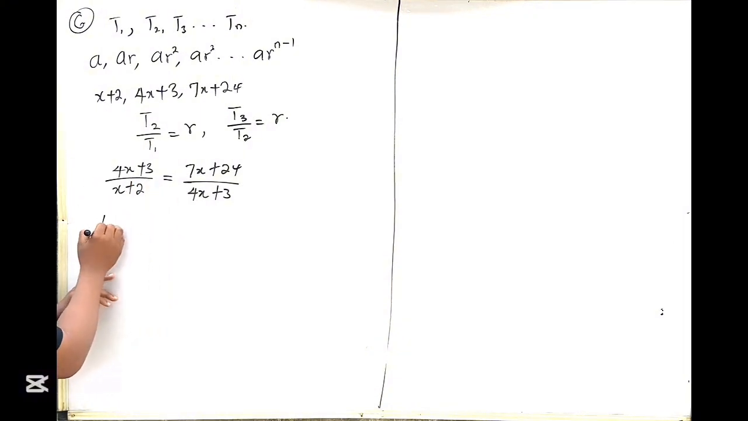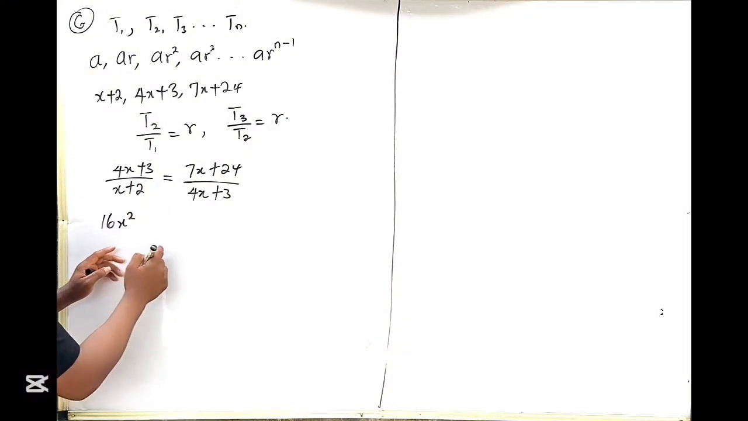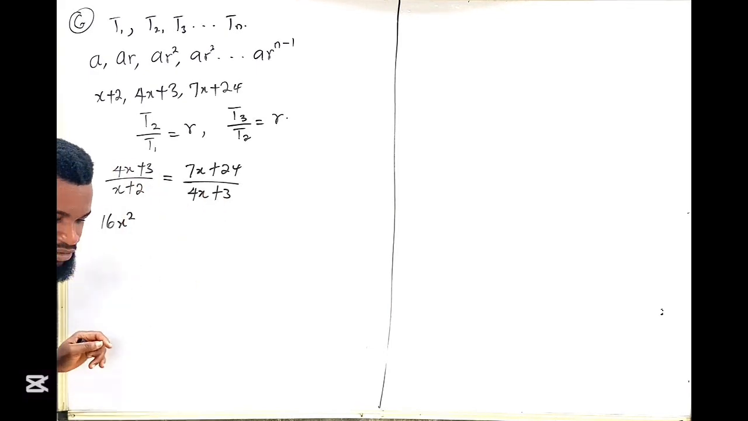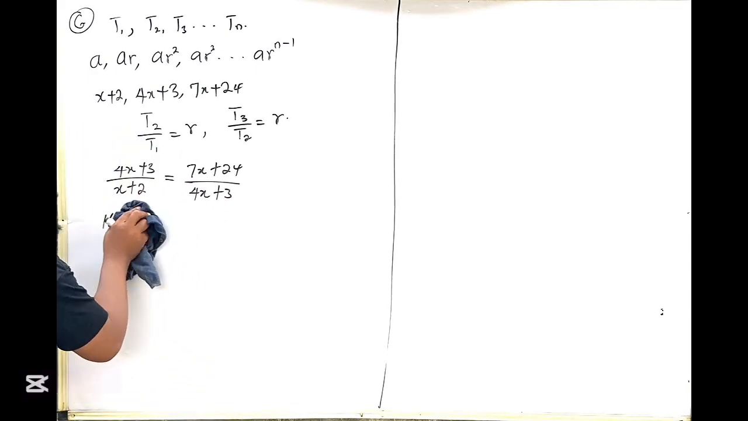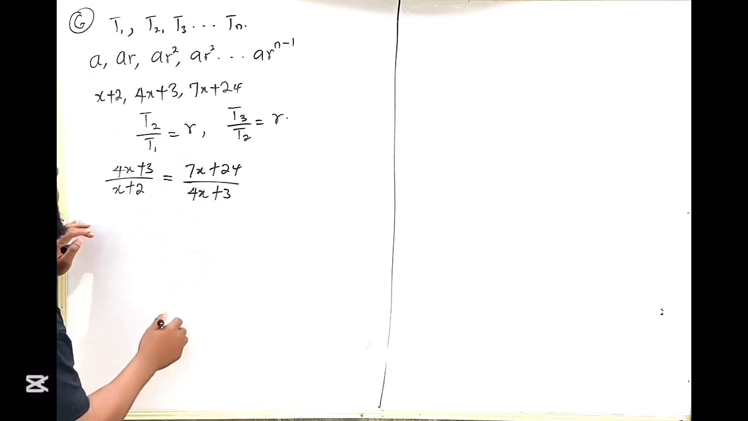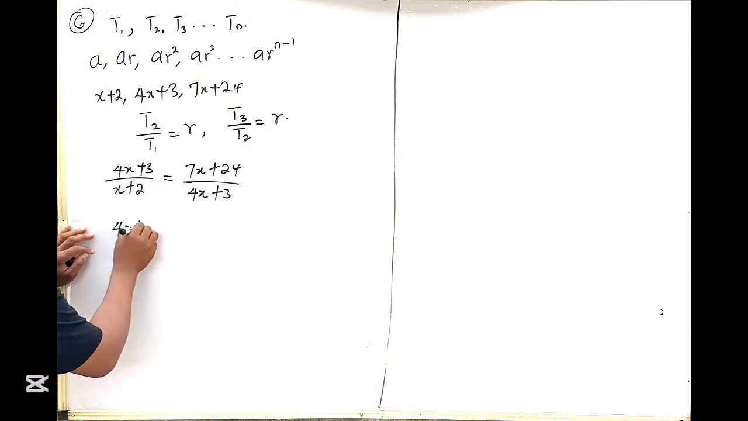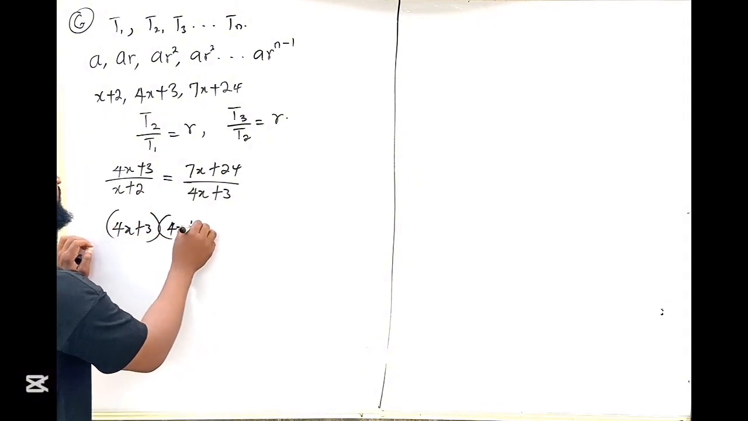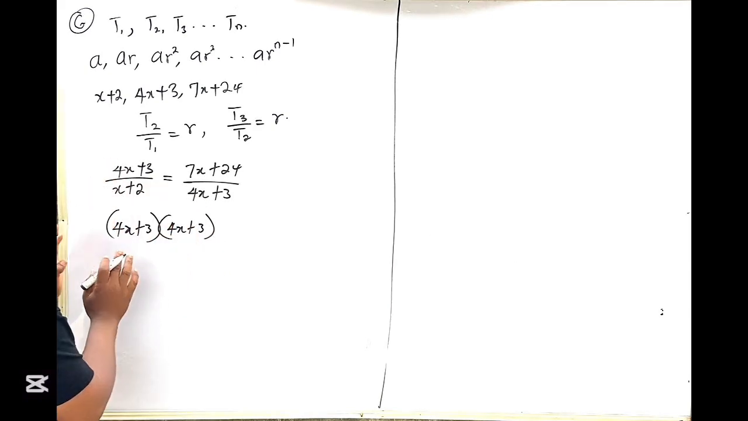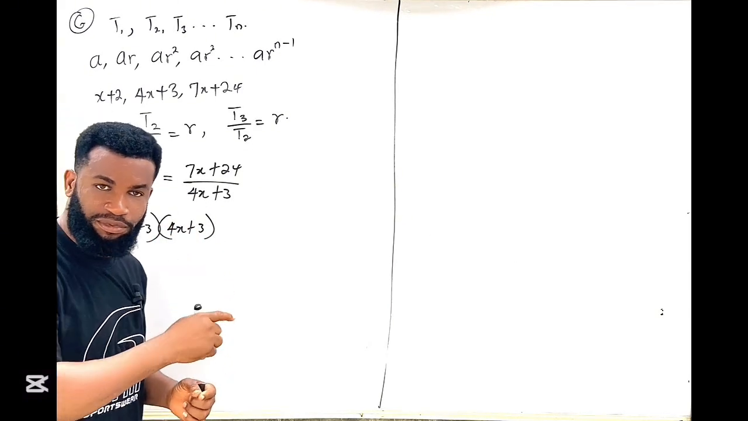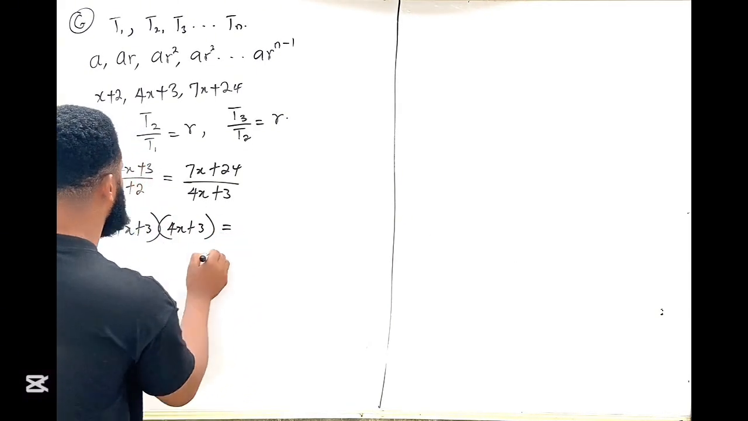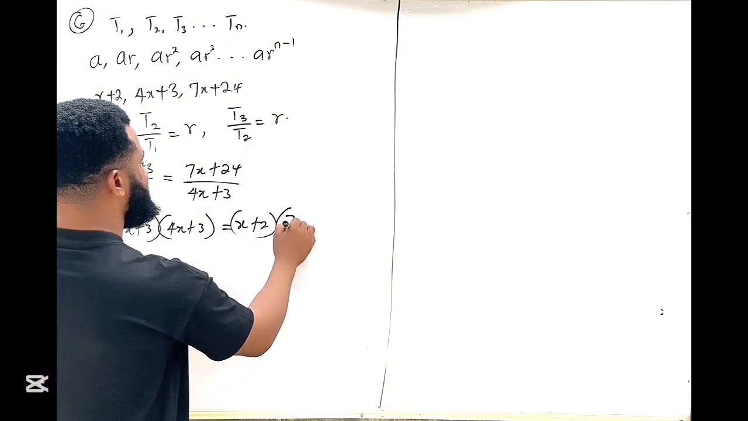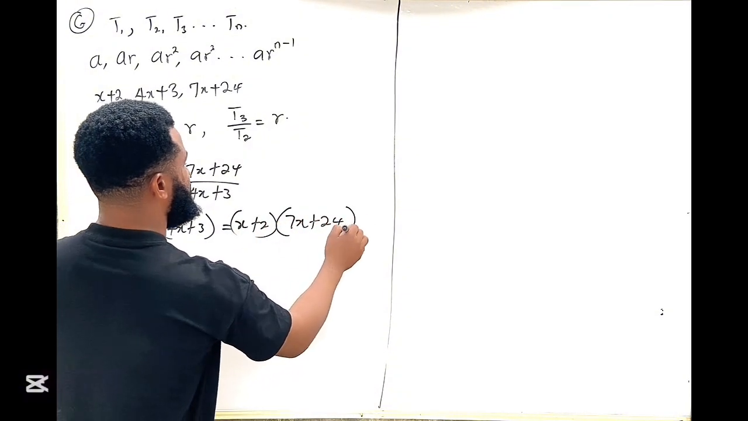This into this is going to be 16x squared. All right. This times this, that. Then this times this. Okay, let me do it in a better way that will carry some of you along. I'm going to have that 4x plus 3 multiplied by 4x plus 3. This times this. Even if that is what you're doing, you are not supposed to cancel the equation. And this is going to be equal to x plus 2 multiplied by 7x plus 24.